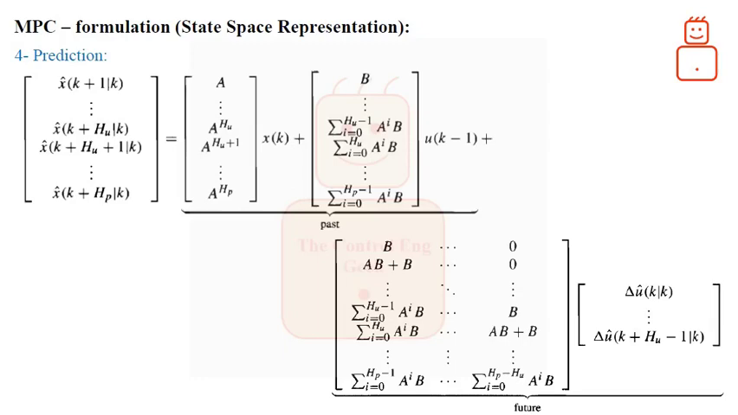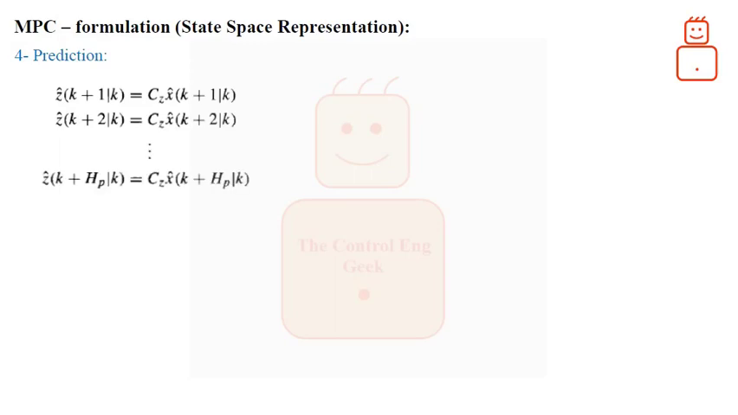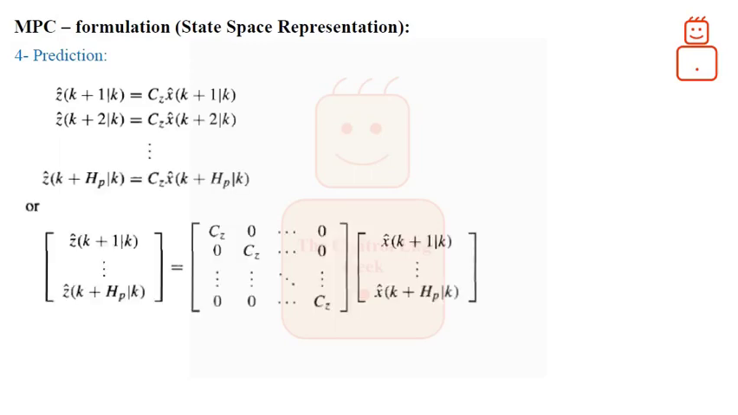For the controlled output prediction z hat, we can simply use the dynamic of the controlled output z as following. At time k plus 1 at k, we have the shown relation, where we can easily extend it to time k plus 2 and all the way to time k plus hp. Or we simply multiply the state prediction equation with a diagonal matrix with c sub z as the diagonal items. This was the presentation of how to use the process model for prediction.